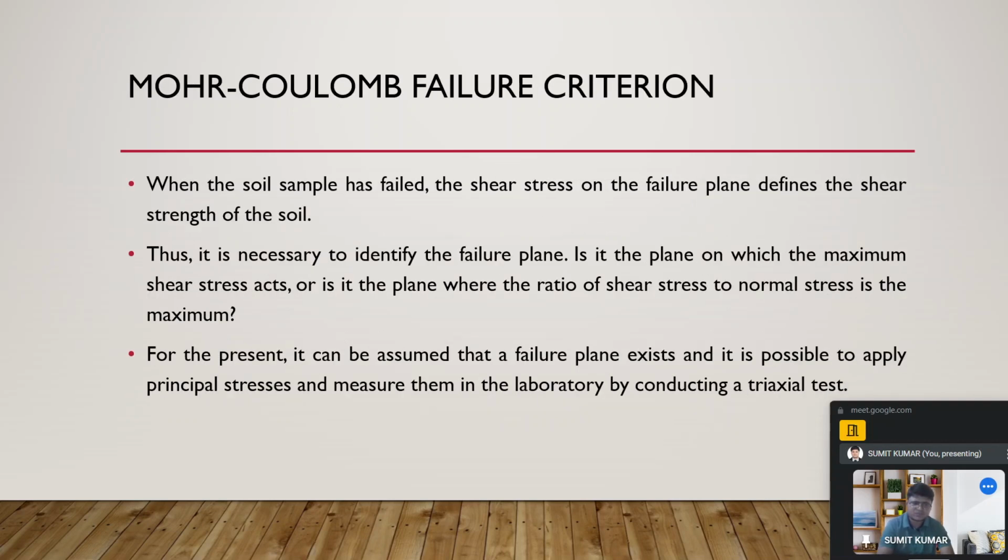Okay. Moving ahead, we talk about the Mohr-Coulomb failure criteria. Like when the soil fails, the shear stress at the failure plane defines the shear strength of the soil.